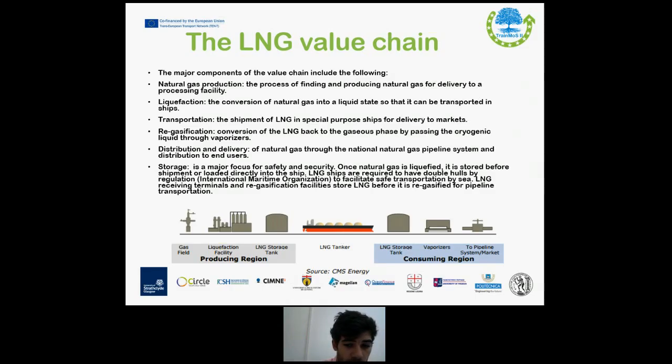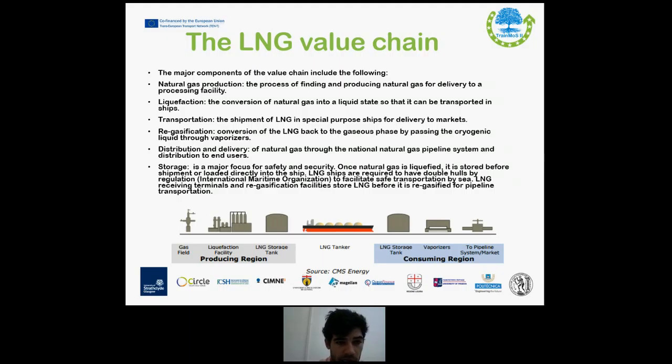LNG ships are required to have double hulls by regulation of the International Maritime Organization to facilitate safe transportation by sea. LNG receiving terminals and regasification facilities store LNG before it is regasified for pipeline transportation.